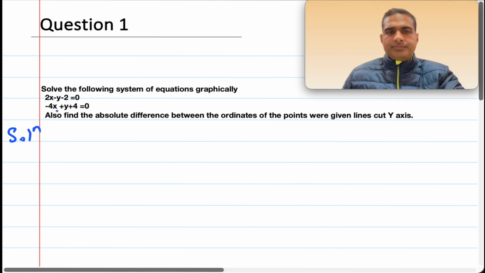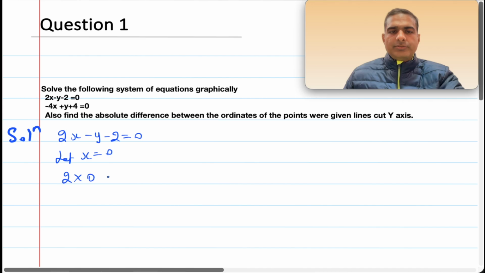But for the sake of making our work easier, we will be choosing x is equal to 0 once and find out the corresponding value of y, and then we will be choosing y is equal to 0 once, and then we will be finding out the corresponding value of x. So taking the first equation, 2x minus y minus 2 is equal to 0. So let x is equal to 0. So if I substitute x is equal to 0, it will be 2 times 0 minus y minus 2 is equal to 0. So from here I will be getting minus y is equal to 2. So y is equal to minus 2.